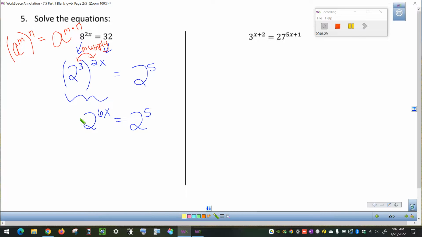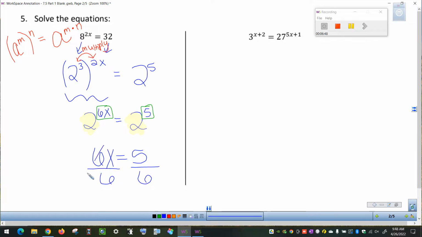All right, as soon as we have our bases the same, so we have a base of 2 on the left, we've got a base of 2 on the right, all we need to do now is set the exponents equal. So 6x must be equal to 5. And then we'll finish it out by dividing both sides by 6.